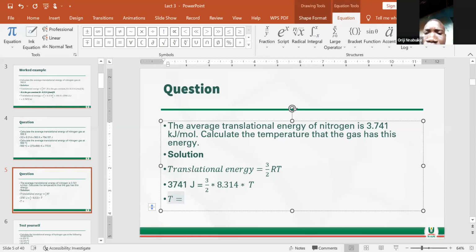Temperature will be equal to, please, who is carrying that baby? Mute yourself. I'll send you out of the class.